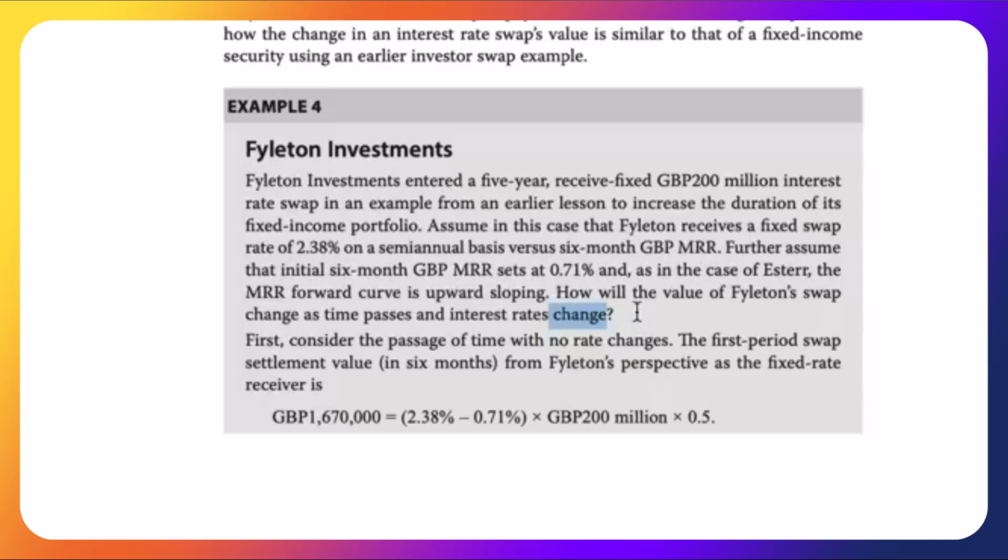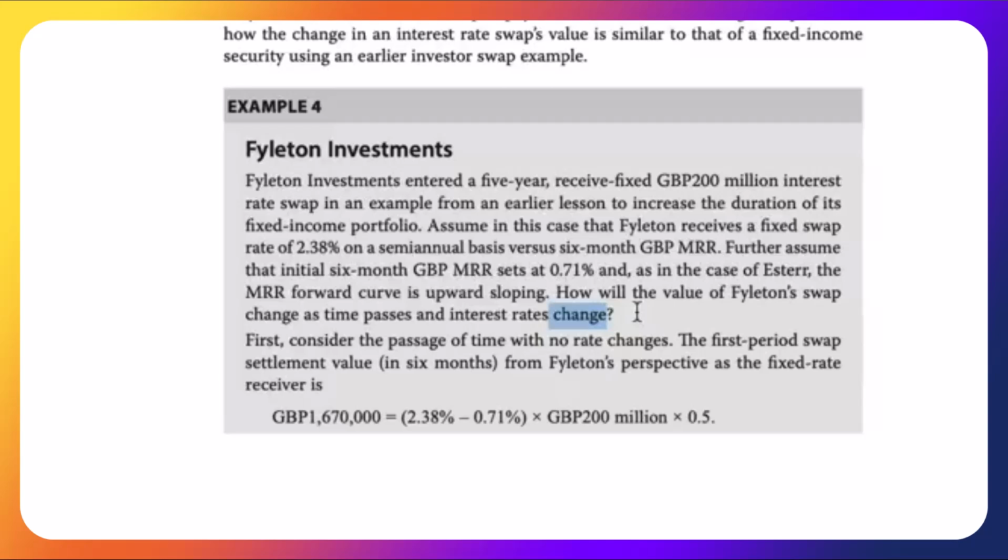If on the first payment we ended up making a net payment, we must have a mark-to-market gain. If on the first payment we have net proceeds that we received, we must have a mark-to-market loss because they should offset each other. What about as rates change?